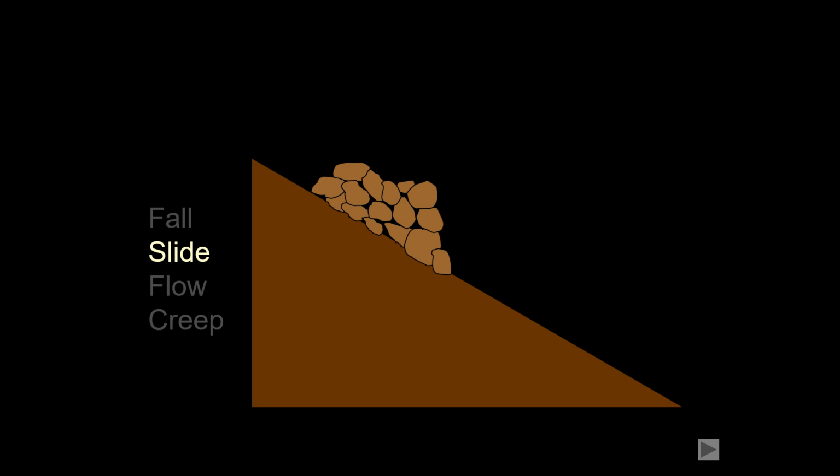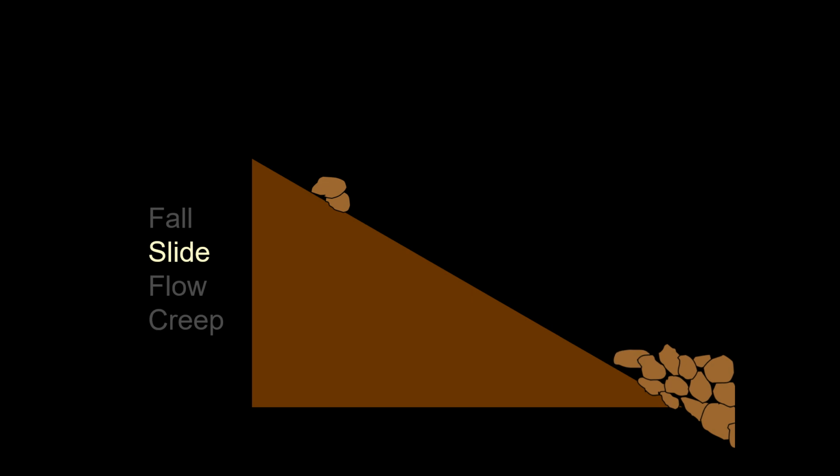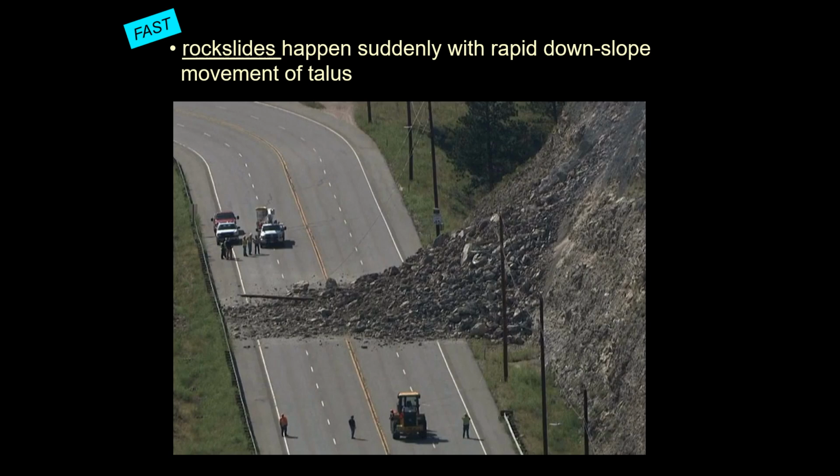So second in terms of speed, a little slower, but often involving a lot of material, is the rock slide. So the rock slide is a little bit slower, but generally involves a lot more material coming down all at one time. So here's sort of the idea of a rock slide, everything sliding down in one mass. And we see some rock slides happen where there's a failure of the slope.